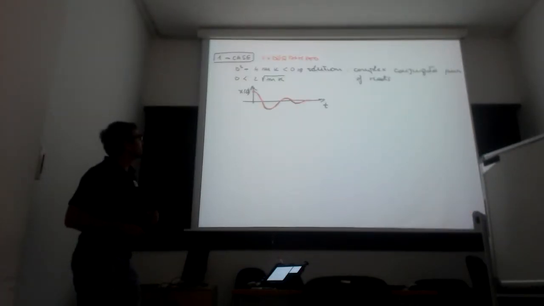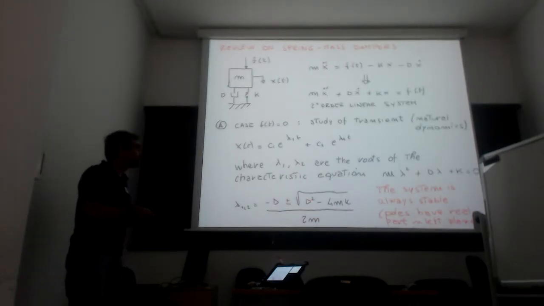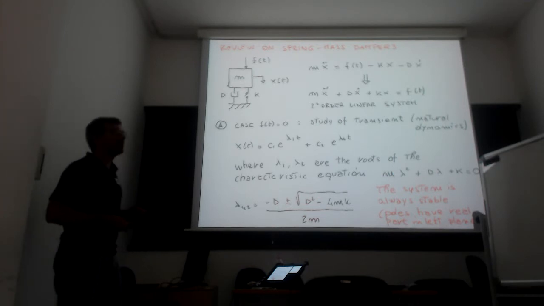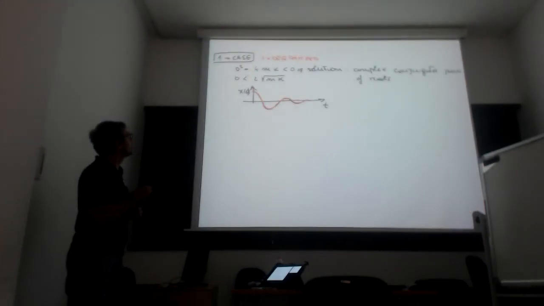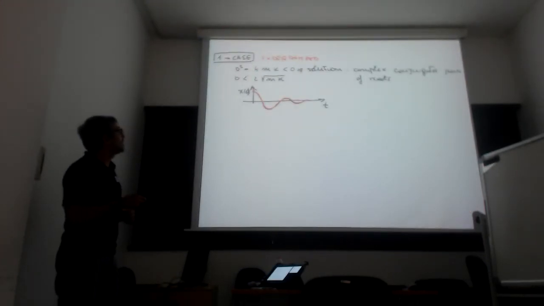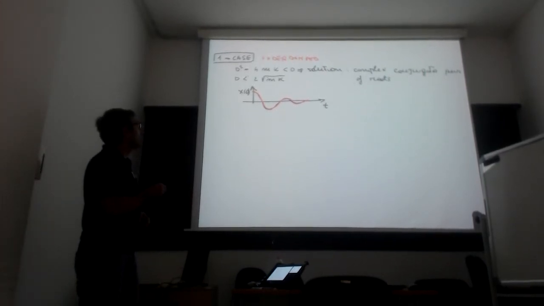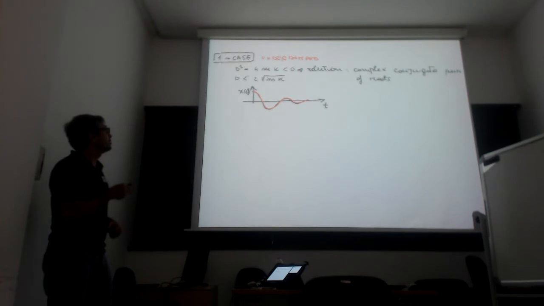And according to the argument of the square root, we can have different kinds of eigenvalues. In particular, if the argument is lower than zero, we have two complex conjugate solutions, which result in an oscillatory response. This happens whenever d is lower than 2 square root of mk.